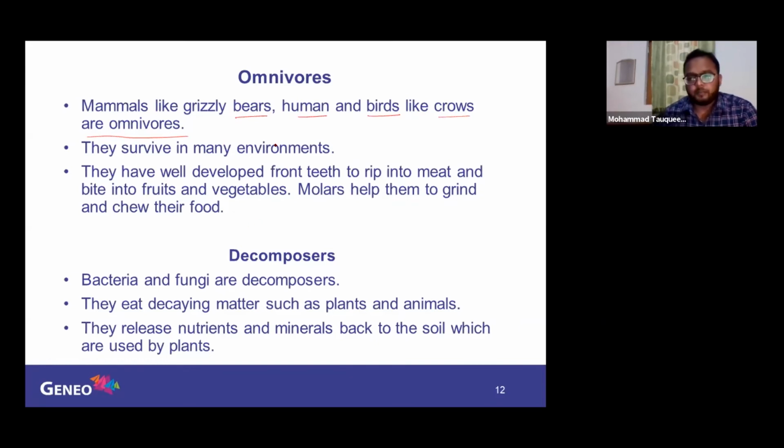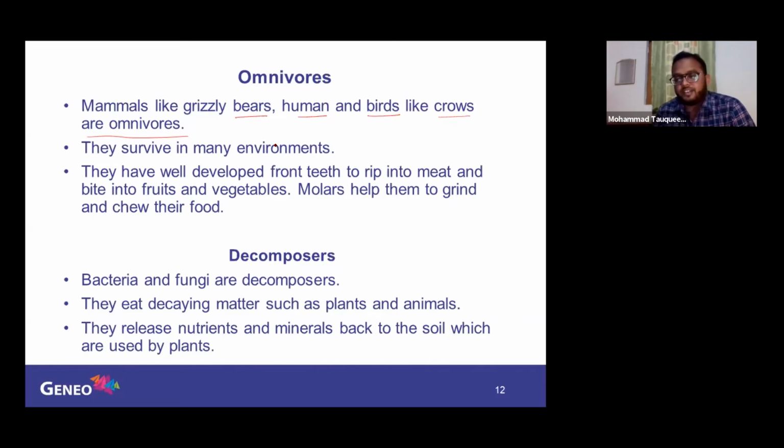They survive in many environments, so there is no difficulty for omnivores to survive. Herbivores are found only in those parts where grasses are available. Carnivores are present only in those parts where animals are available, but omnivores are present everywhere.